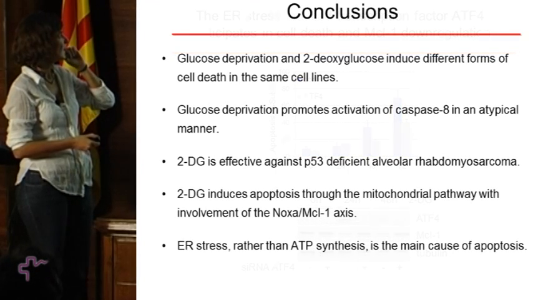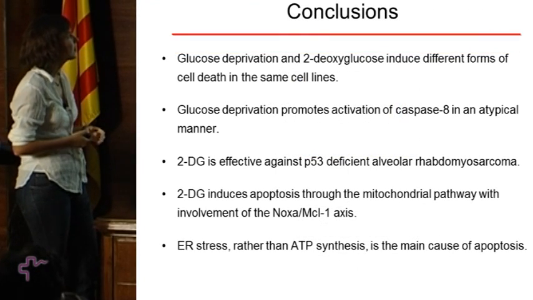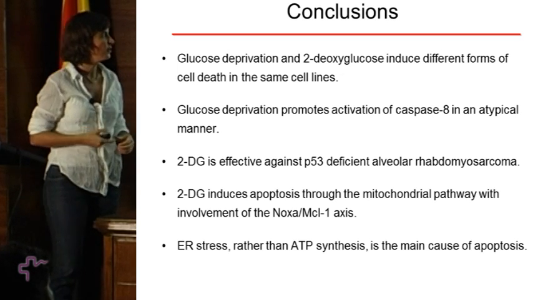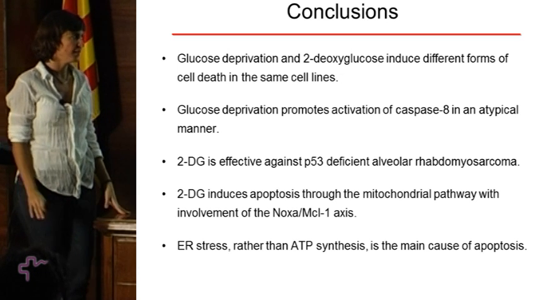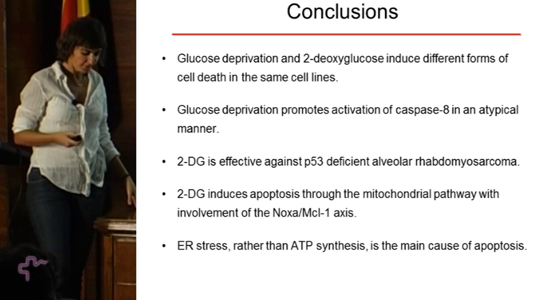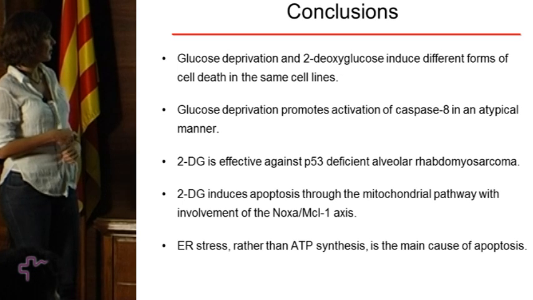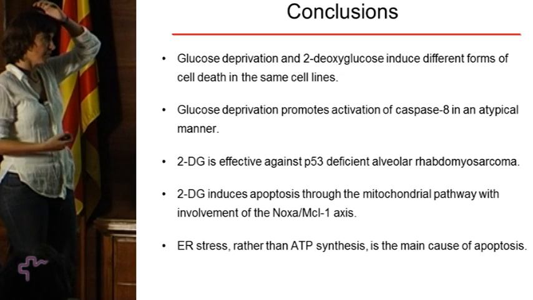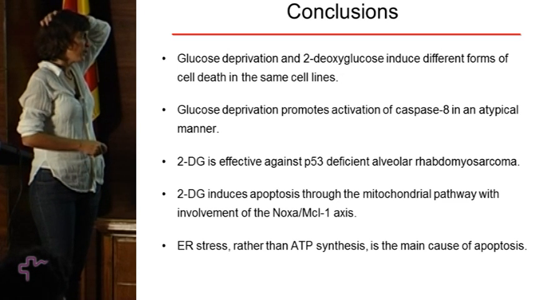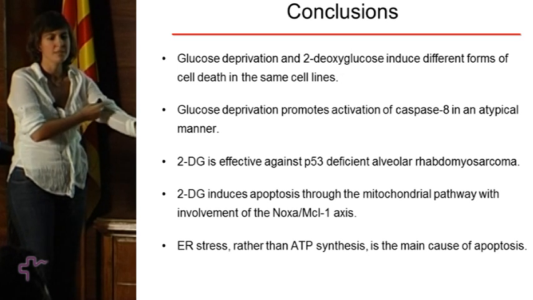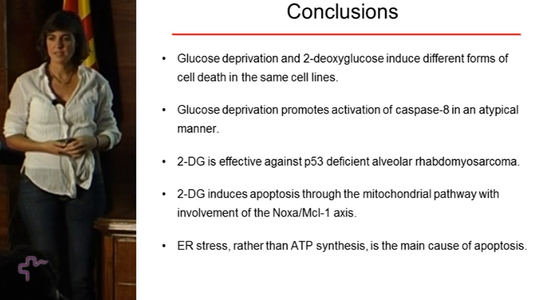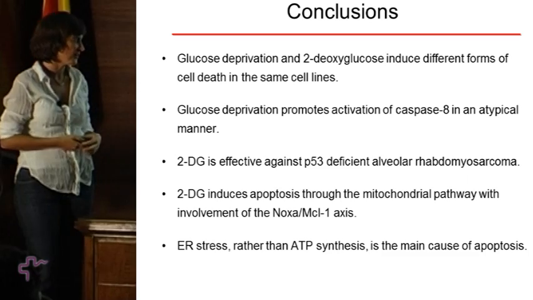As a conclusion, I've told you that glucose deprivation and 2-deoxyglucose induce different forms of cell death in the same cell lines. Glucose deprivation can promote activation of caspase-8 in an atypical complex that we haven't identified yet. 2-deoxyglucose is effective against tumors that are very difficult to kill, and 2-deoxyglucose is in clinical trials with some of them, and we hope we can continue with these experiments and end up in a clinical trial. 2-deoxyglucose induces apoptosis through the mitochondrial pathway. NOXA and MCL1 are key proteins involved in the mitochondrial pathway. And it's ER stress rather than the inhibition of ATP synthesis that is causing apoptosis.